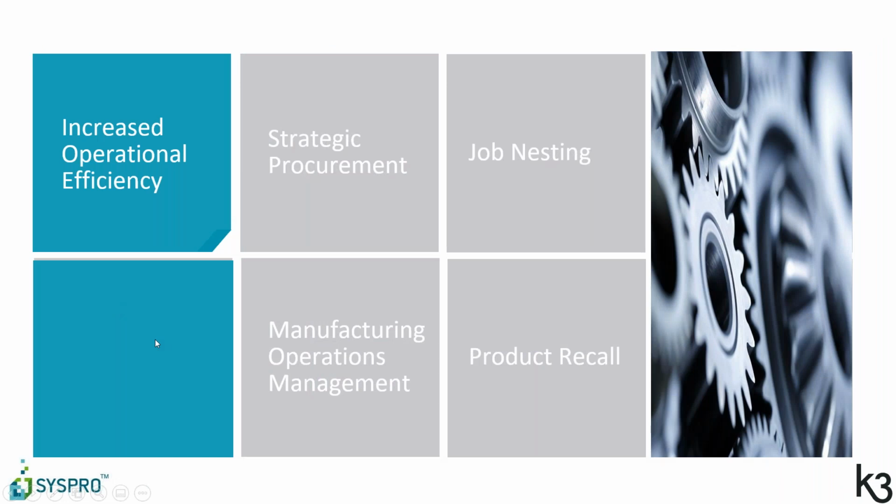There's some changes we've also made to help increase operational efficiency. The first thing I'm going to talk about is some changes at a high level to do with improving procurement. Job nesting sounds a little funny, but we'll spend a little bit of time explaining what exactly this is. We'll talk a little bit about manufacturing operations management, the ability to go ahead and schedule and improve production operations. And we'll wrap up by talking about some of the quality improvements we've added into the system itself.